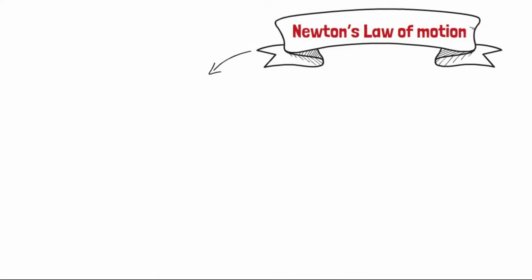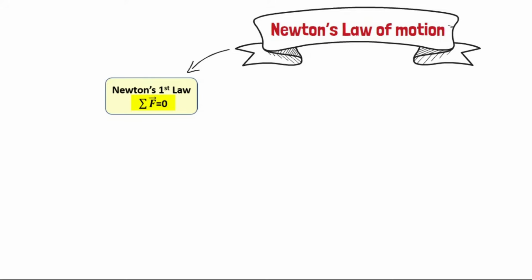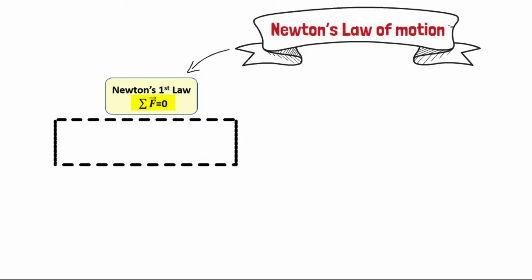Ada 3. The first one, Newton's first law, which is total F equal to 0. Dan kita recall balik, Newton's first law state that if there is no net force acting on an object, tiada net force, means that the object will stay at rest if it is at rest. Ataupun objek itu sedang bergerak and there is no net force on the object, so the object will keep moving with constant velocity.